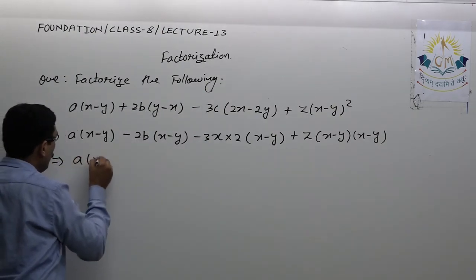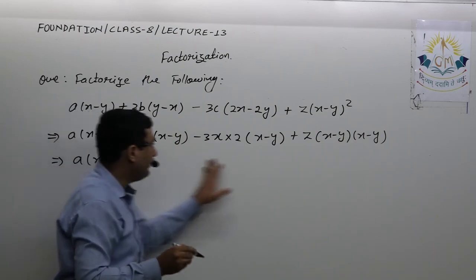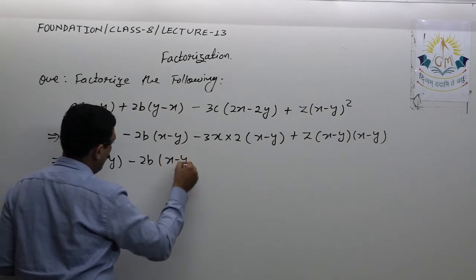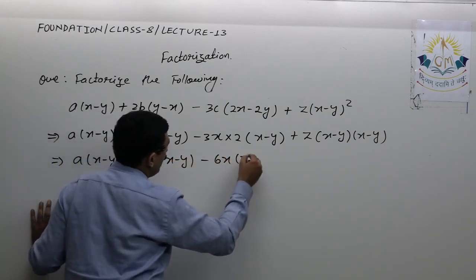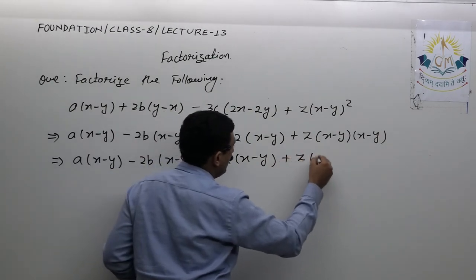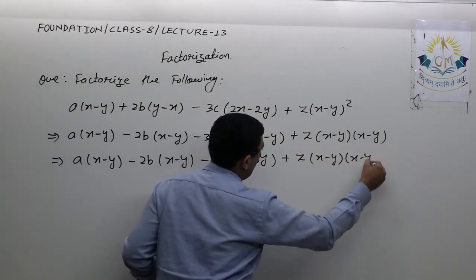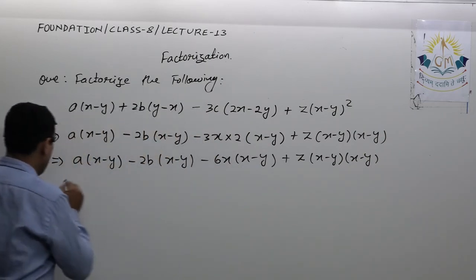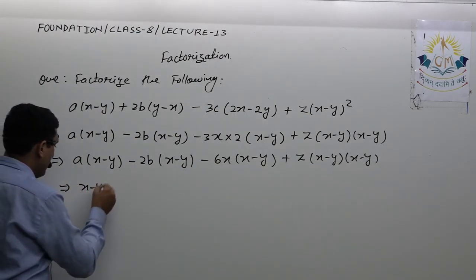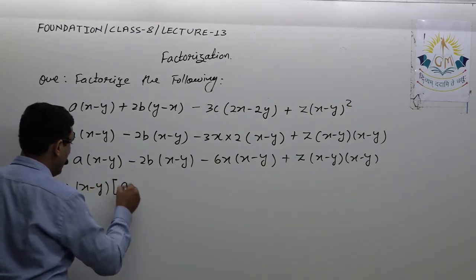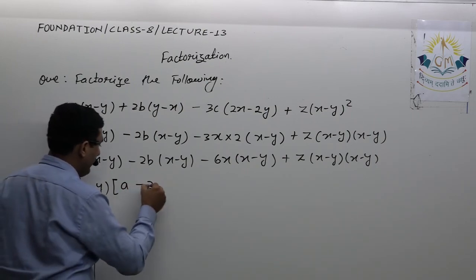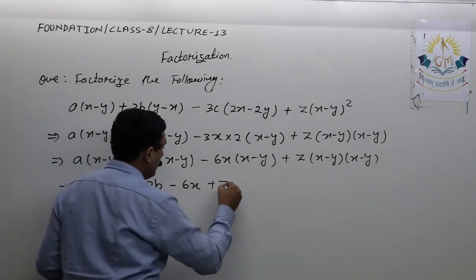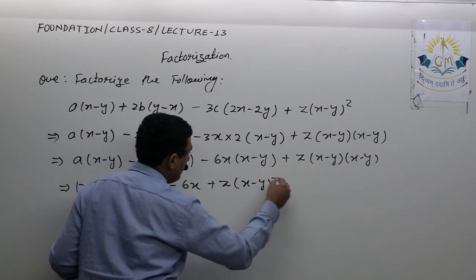Now, before I take that common, I will simplify wherever required. So here it is 2a(x minus y). Here I will write minus 3 times 2 times x minus y, plus z times (x minus y)(x minus y). Now I can take x minus y common from all these terms. So if I take x minus y common, here I am left with only a. Here I am left with only minus 2b. Here I am left with minus 6c, and here z times x minus y.